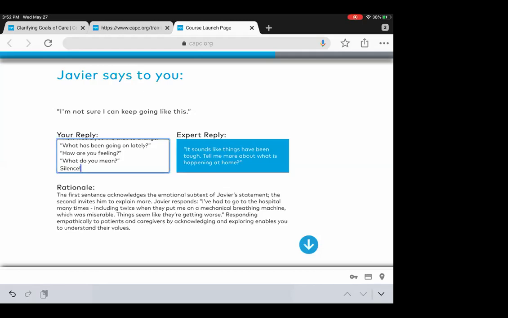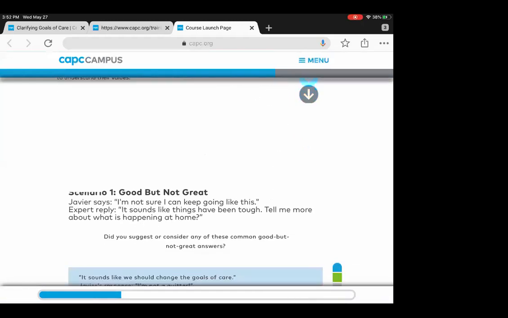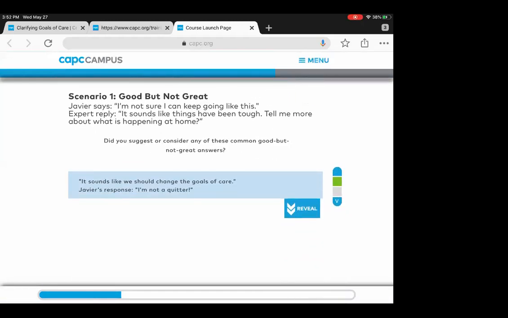So the one thing you don't want to do is, Javier says, "I'm not sure I can keep going like this." What does he mean by that? Does he mean he doesn't want to keep going on living? Does he mean he doesn't want to keep taking his medications? Does it mean he doesn't want to keep going on with you sitting in his living room? It's hard to do, but don't interpret or assume that you know what the patient means by a vague statement like that. Always find out more. So a few answers that are, in this case, good but not great.